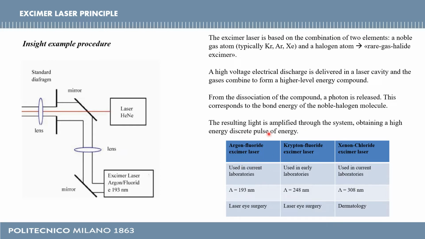Now, if we look at this table, we find three main categories used in laboratories: the argon fluoride excimer laser, the krypton fluoride excimer laser, and the xenon chloride excimer laser. This last one will be considered in our applications regarding vitiligo, psoriasis, and alopecia. The first two are employed mainly in laser eye surgery, and the last one mainly in dermatology.